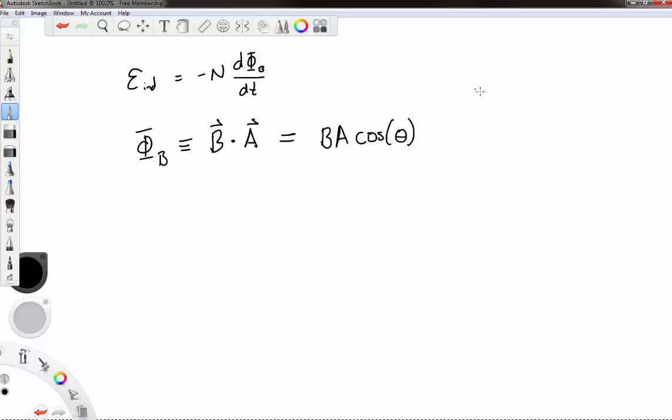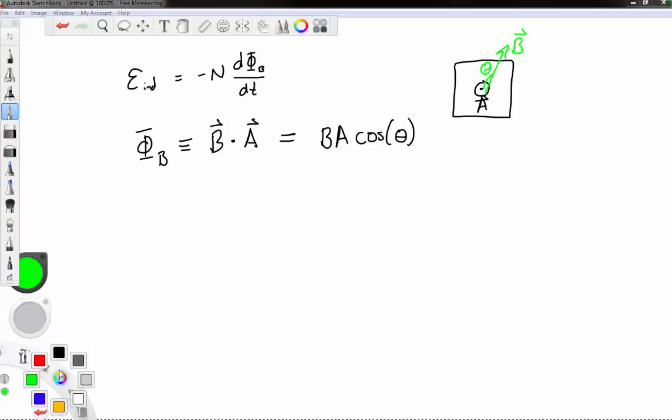So basically you have a loop that has an area vector and it is within a magnetic field whose vector maybe is off at some angle. Theta is the angle between the area vector and the magnetic field vector. So area vector and then magnetic field vector is drawn here in green. I'm not very good at three-dimensional drawing, so you'll have to bear with me on that. And again, theta is going to be given by some function of omega times t.